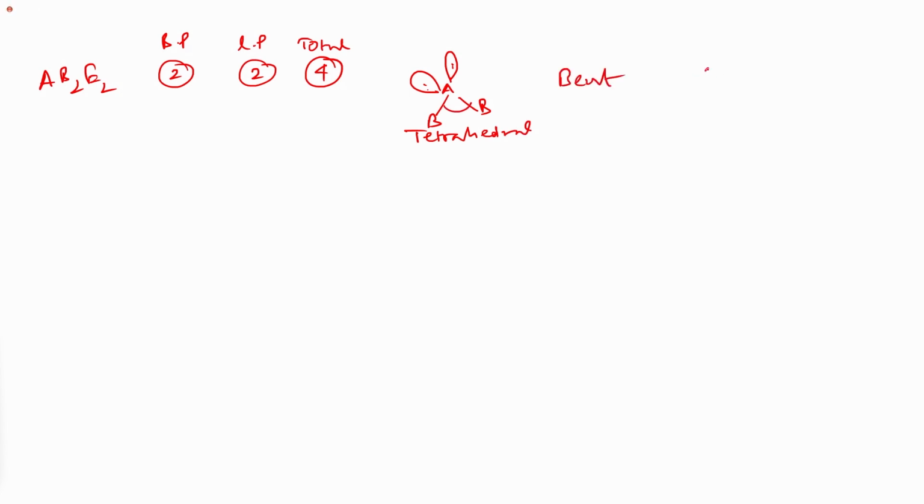For example, if you see water, H2O, oxygen will be in this position. So this is the electron repulsion. We know that lone pair to lone pair repulsion is greater than lone pair to bond pair repulsion. Okay, again I will come to that point.